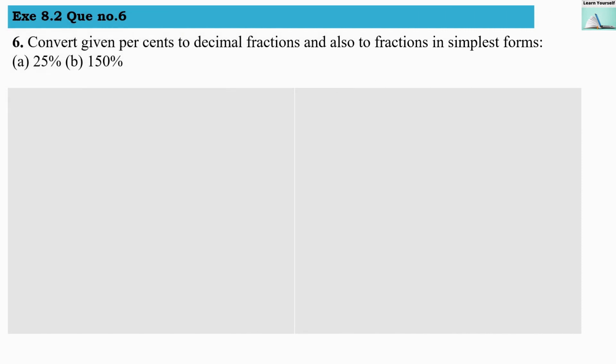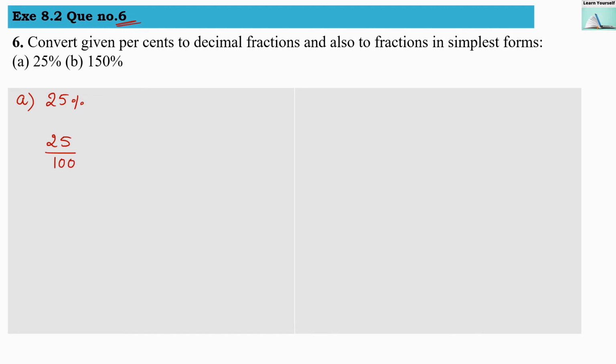Exercise 8.2, question number 6. Convert given percents to decimal fraction and also to fraction in simplest form. So we have here 25%. Let us convert this first into fraction form. So fraction form is going to be 25 divided by 100.